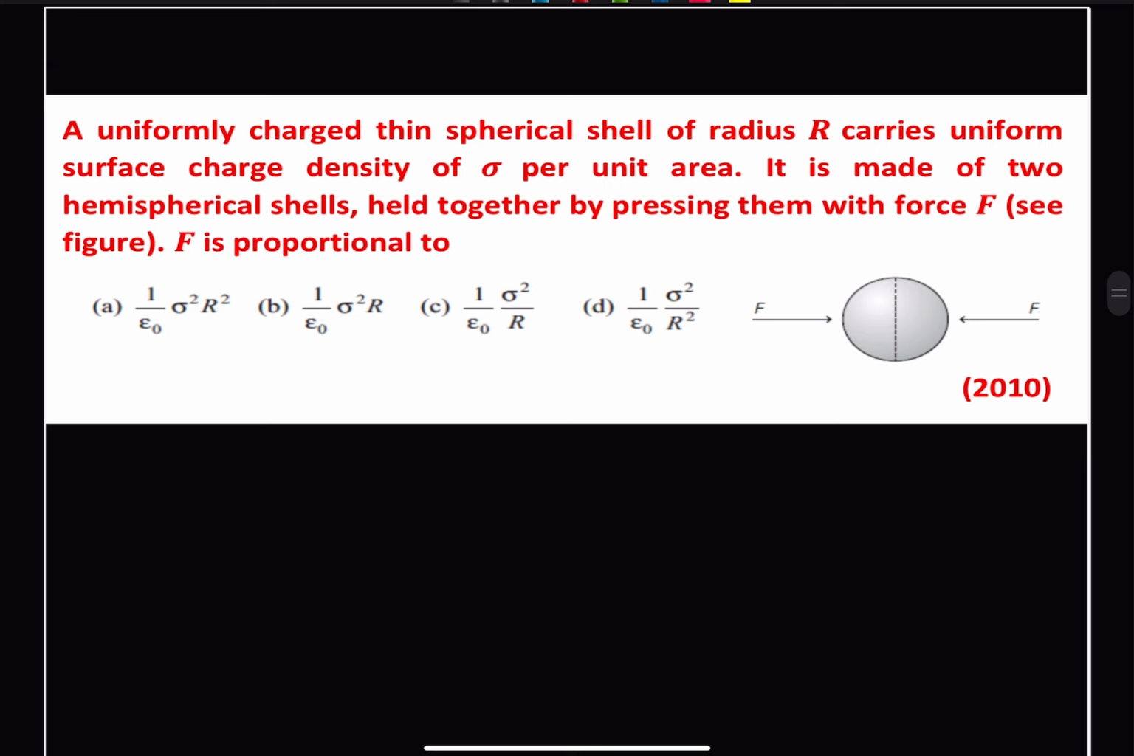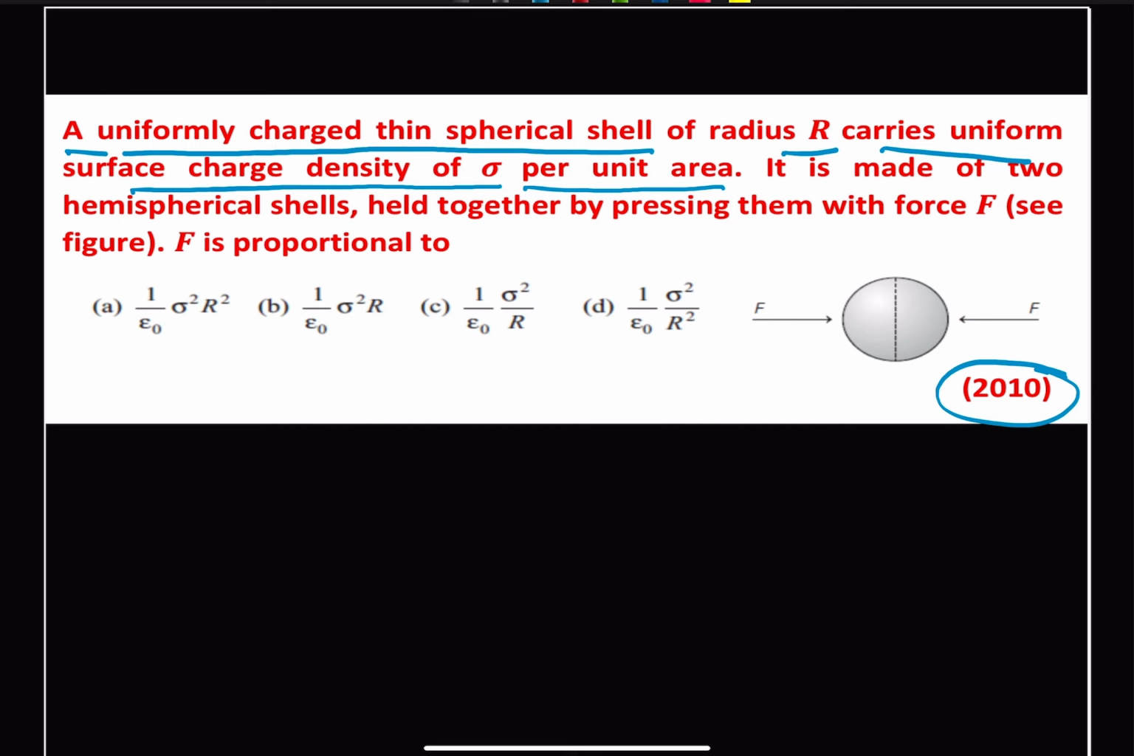Next question, it was asked in the year 2010 and states that a uniform charged thin spherical shell of radius r carries uniform surface charge density of sigma per unit area. It is made up of two hemispherical shells held together by pressing them with the force F. Then F is proportional to.